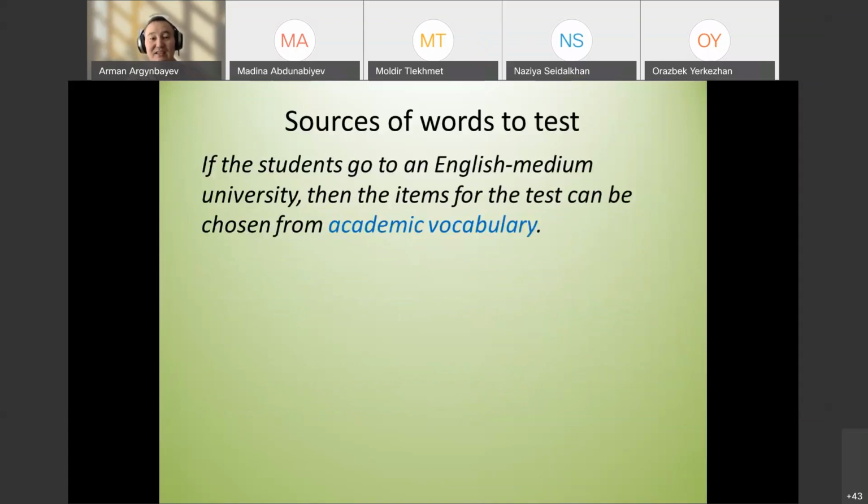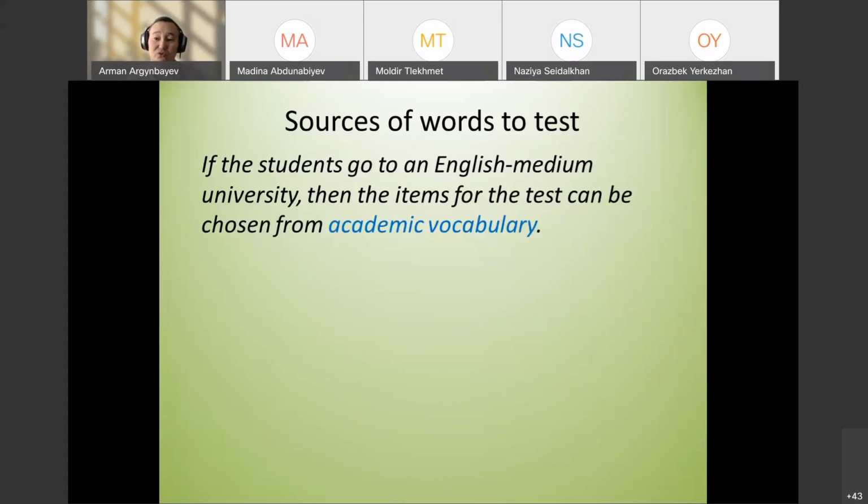If the students go to an English medium, we should choose active vocabulary, frequent words. And when you design a test, you should always ask yourself a question: I'm going to test this word, and is it really worth it? Are my students going to use it in their speech? If it is passive vocabulary, is it quite active passive vocabulary, the one that students can actually meet in their real life? This is why we should always ask these questions.